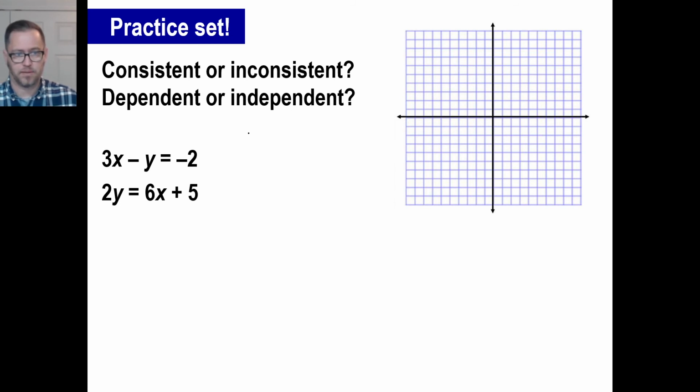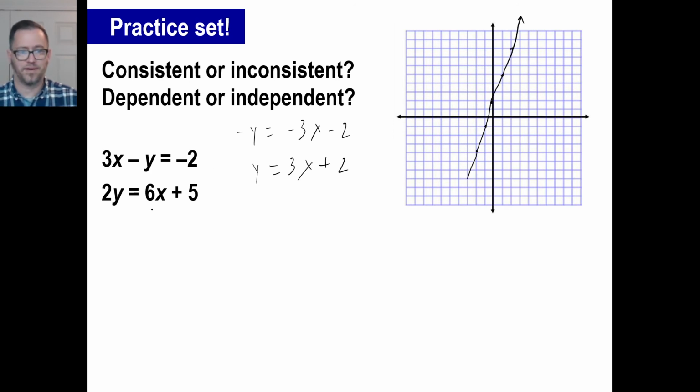Okay, so let's go ahead and do the first one. We have negative y equals negative 3x minus 2. Let's move that around and make it y equals 3x plus 2. So here's y equals 3x plus 2. It's going to be 2 there. 1, 2, 3, and 1. 1, 2, 3, and 1. And then 1, 2, 3 down and 1. I'll try to keep this halfway decent this time.